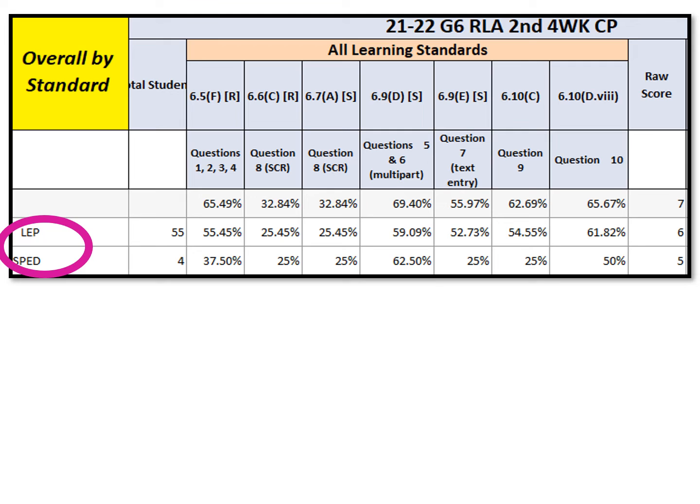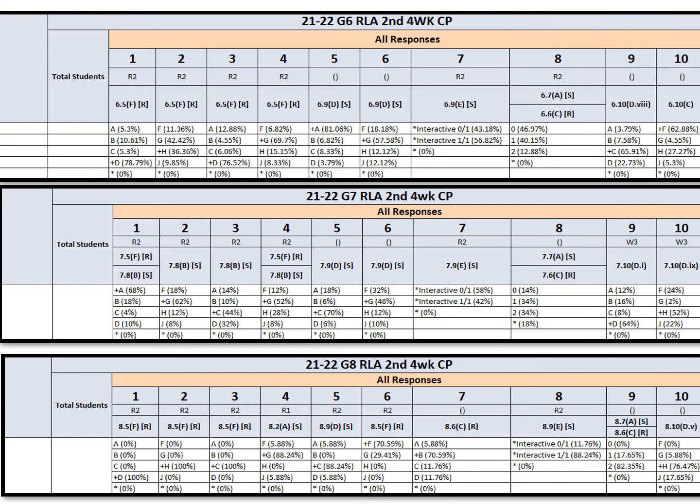The next report is the overall by standard with EL and special education student performance. It's the same SC with the questions, but has the special populations data. The final report is the individual response report. Just a reminder of what the report contains. It has the question, the SC, and then how students responded. Remember that the answer is denoted by a plus sign.